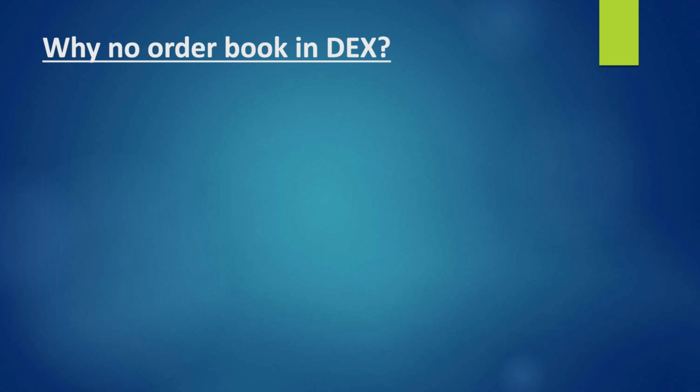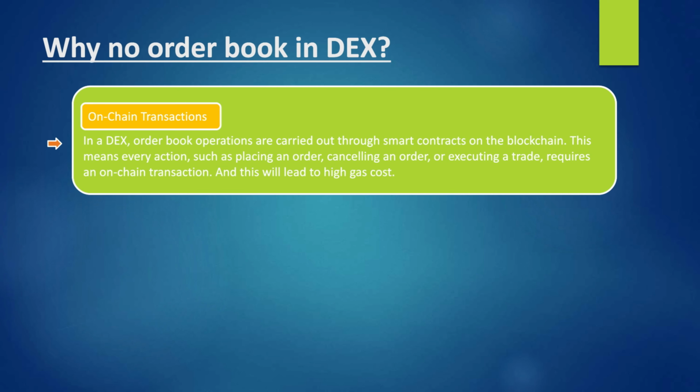Meaning a lot of transactions will be there. And since so many transactions will be happening using the smart contract, people have to pay a lot of gas fees in order to do trading. And that's why, in order to avoid this kind of situation, we have AMM and we do not have an order book. Everything from placing an order, cancelling an order, to executing a trade will require an on-chain transaction. And for that, people need to pay a lot of gas fees, which will upset a lot of people using decentralized exchanges. So that's why decentralized exchanges do not use the concept of order books.